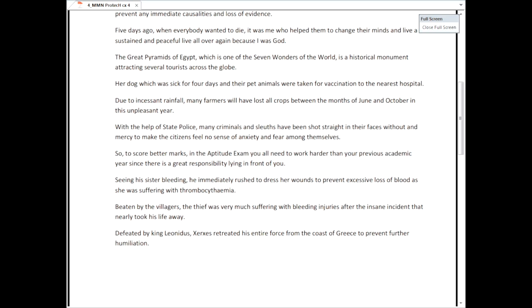Yes. Okay. So it's somewhat bigger. Let's do it carefully once again. With the help of state police, many criminals and sleuths have been shot straight in their faces without any mercy. Why? To make the citizens feel no sense of anxiety and fear among themselves.